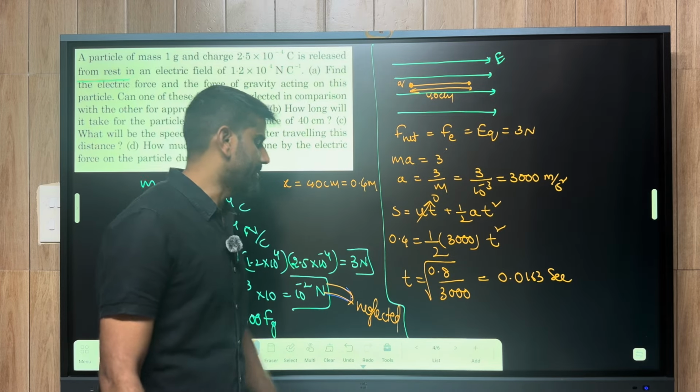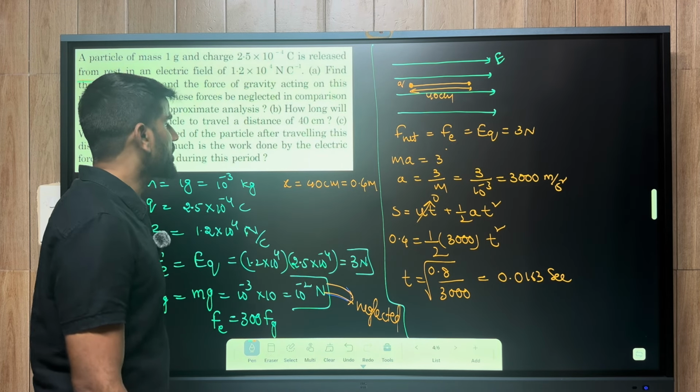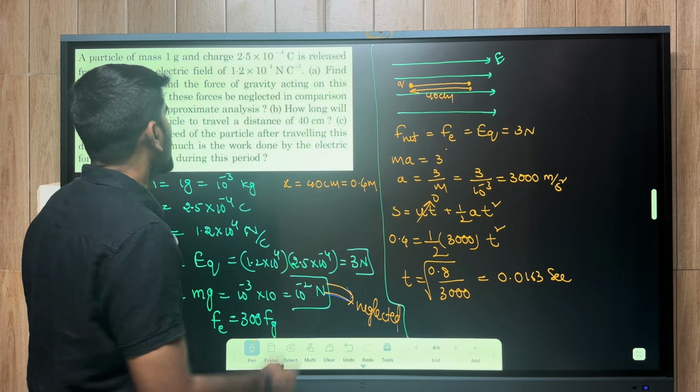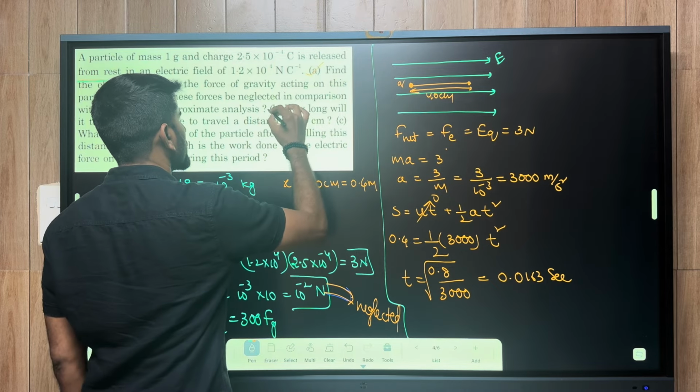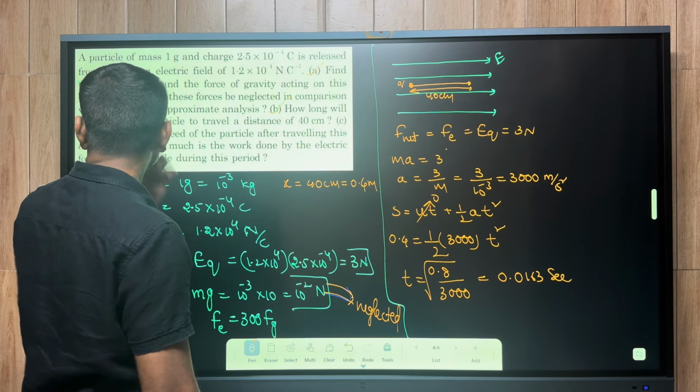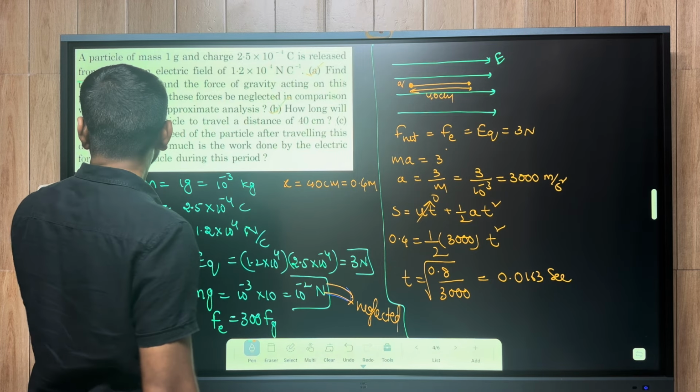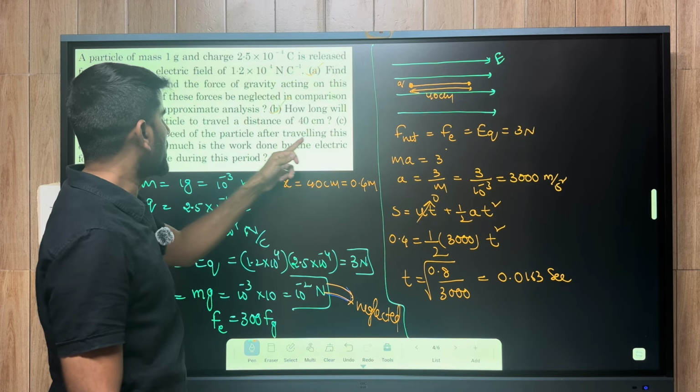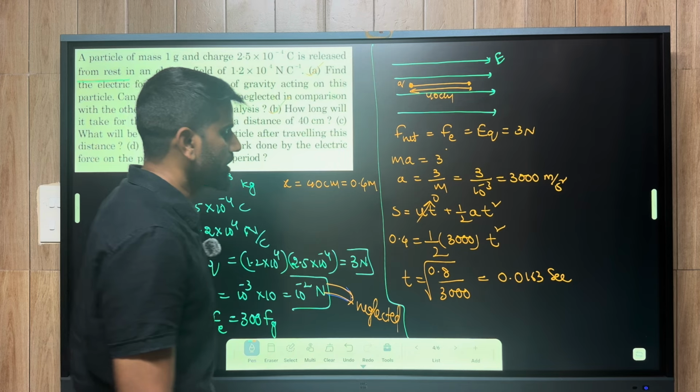Are we clear till now? Okay, right. Now we are left with one more. Part A is over. Part B is also over. Coming to part C. What is asked in part C? What will be the speed of the particle after traveling this distance?